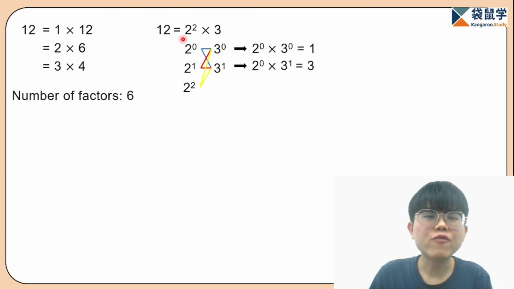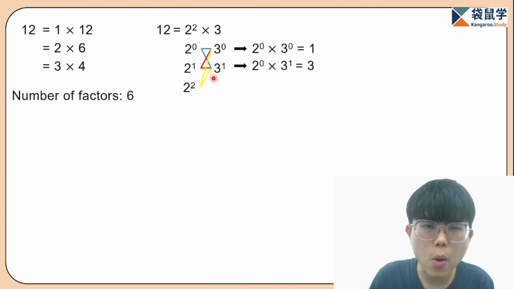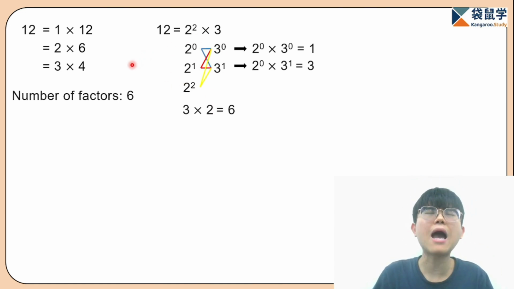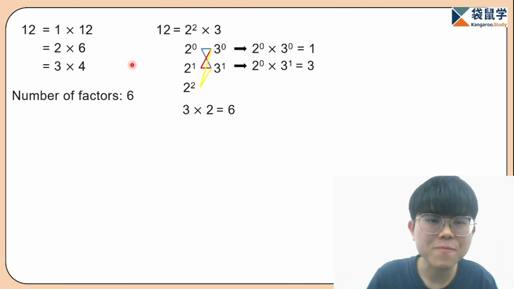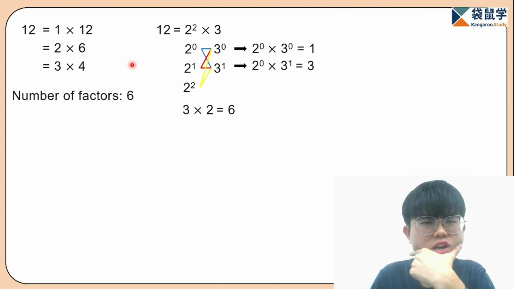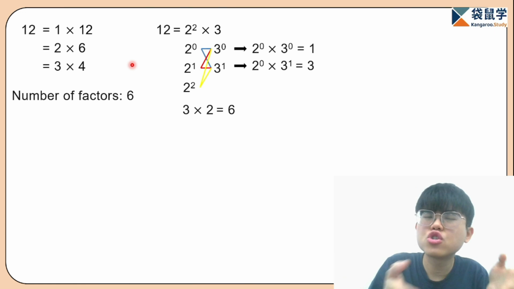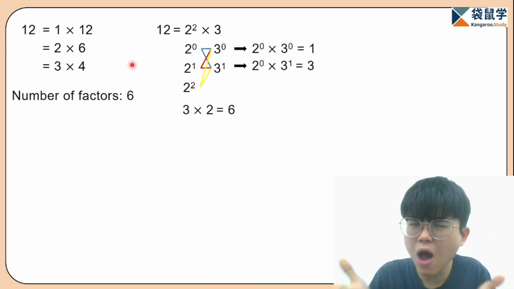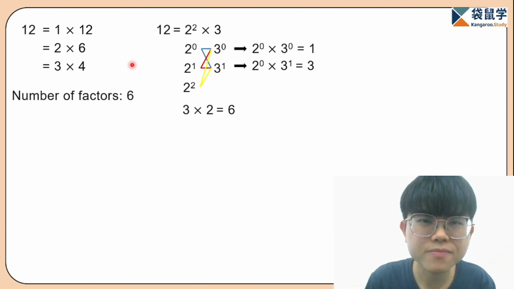So you can see that this one will have 3 choices, this one will have 2 choices. So it will be 3 times 2, we get 6 factors. But in this case, how do we know it is 3 times 2 equal to 6? Where do we get this number from?